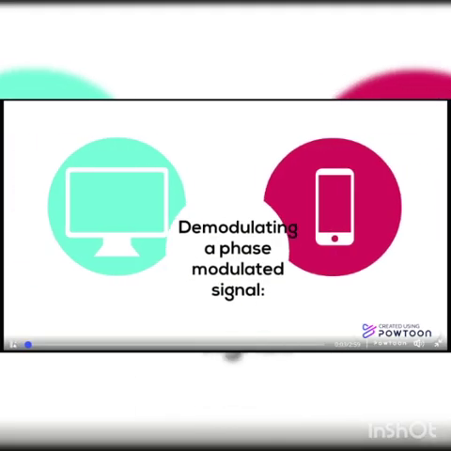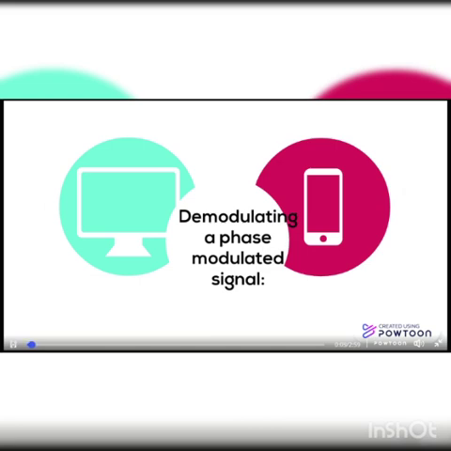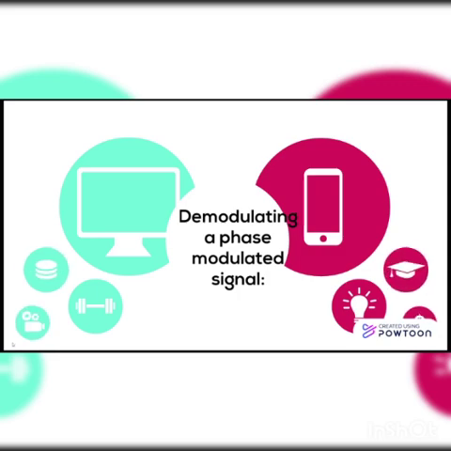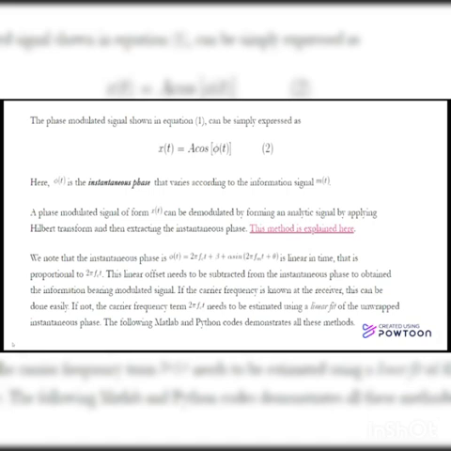Today we're going to see demodulating phase from a modulated signal, with a small introduction to demodulating phase from the modulated signal. The equation shown in the slide forms an analytic signal by applying the Hilbert transform and then extracting the instantaneous phase.